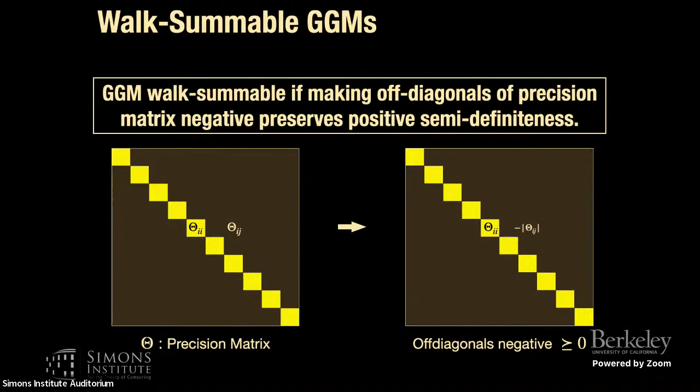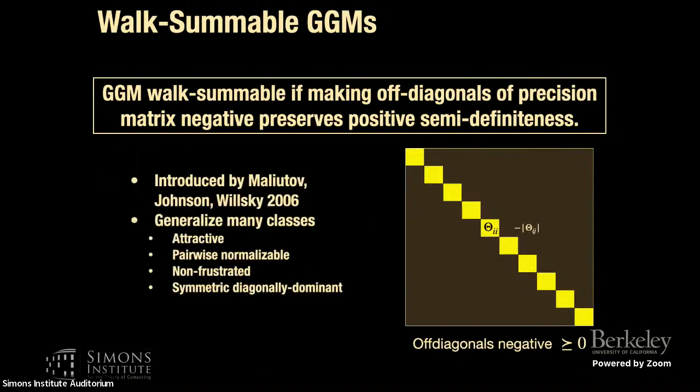The original precision matrix, because it is coming from a Gaussian distribution, is positive semi-definite. It's the inverse of the covariance matrix, which is PSD. Whenever this operation preserves PSD-ness, we call the matrix walk-summable. So I replace every off-diagonal entry with its negative absolute value. If the resulting matrix is still positive semi-definite, then the original matrix is walk-summable. This was introduced in the context of statistical physics, but there are many classes of GGMs studied in the literature which fall under this umbrella of walk-summable models.